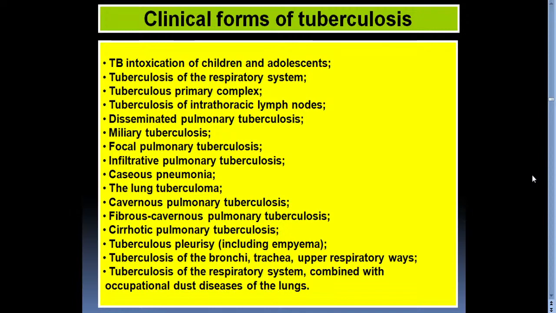All forms of tuberculosis we can divide into primary tuberculosis and secondary tuberculosis. There are only 3 forms of primary TB. This is TB intoxication of children and adolescents, tuberculosis primary complex, and the third form, tuberculosis of intrathoracic lymph nodes. All other forms of TB are secondary.